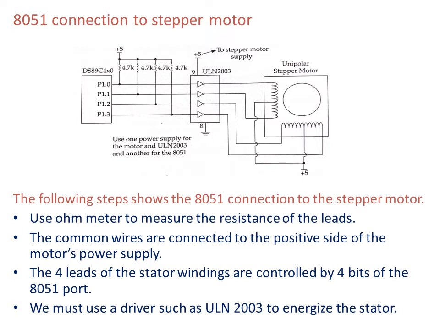The next step is that the 4 leads of the stator windings are controlled by 4 bits of the 8051 port, that is P1.0 to P1.3. However, since the 8051 lacks sufficient current to drive the stepper motor windings, we must use a driver such as the ULN2003 to energize the stator, as shown in the figure.